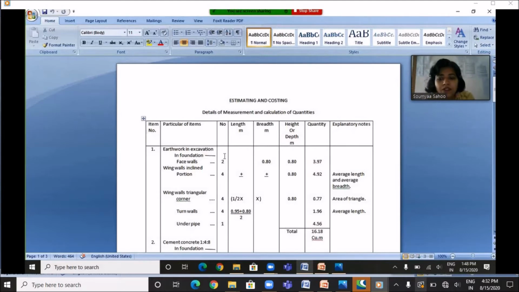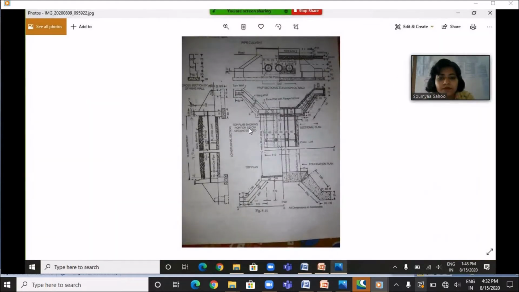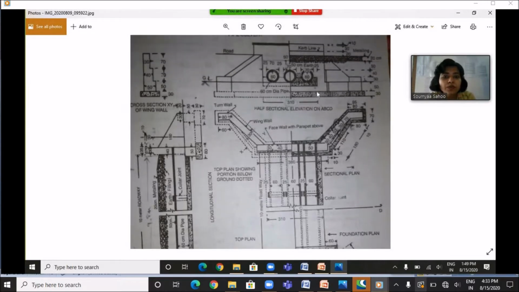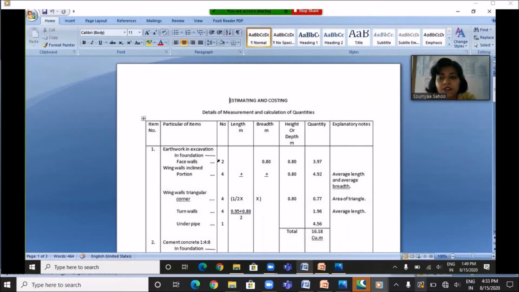So let's see where the excavation work is to be done. If you see the plan, the excavation work is to be done first in the face wall region, then in the wing wall region, in the turn wall region, and also excavation work is to be done for this triangular portion of wing wall. The excavation work is also to be done for the stone pitching which is provided below the pipe.